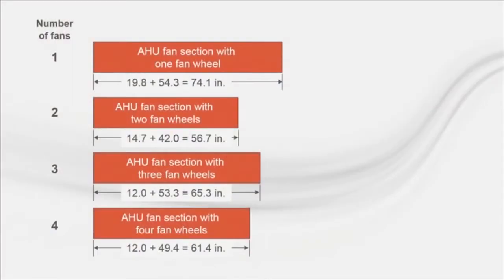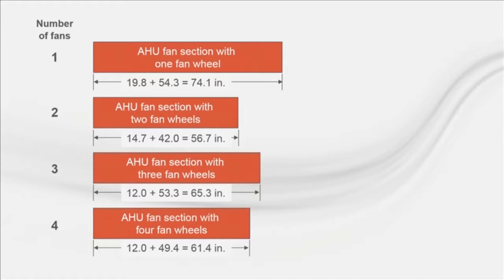Here is the result of adding the upstream and downstream distances. When a single fan wheel is used, the overall length of the fan section is about 74 inches. If two smaller fan wheels are used in an array, the overall unit length is reduced to about 57 inches, assuming access doors on both sides of the unit. While the length can be reduced significantly by changing from 1 to 2 fans, the potential length reduction diminishes as the number of fans continues to increase.